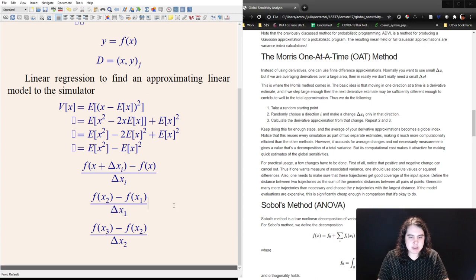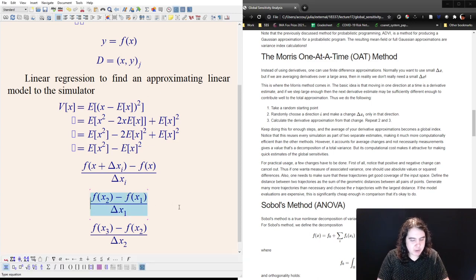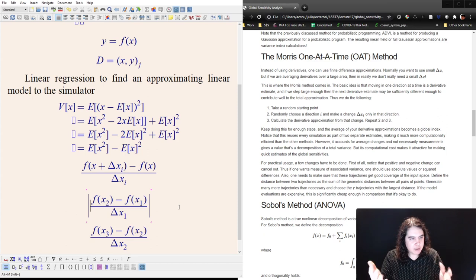So in practice, what you do when you're calculating the Morris coefficients is you take the absolute values of them, to be able to tell you the absolute changes in y with respect to this input quantity. And that gives you an average sense of what values are causing changes in your output.